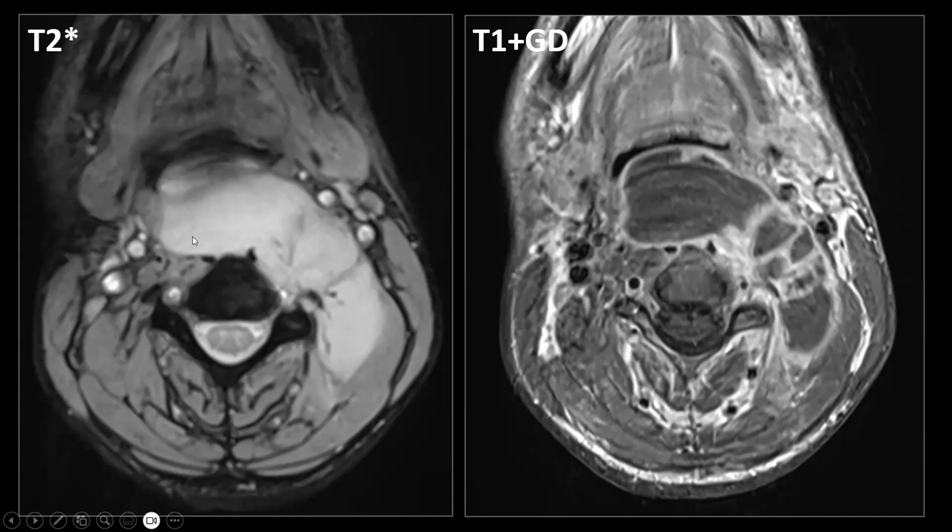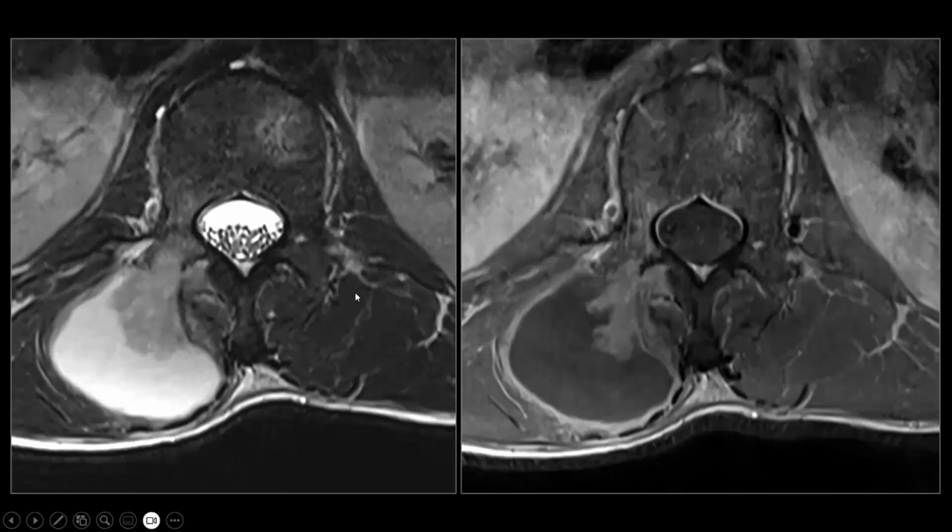Then these are T2 star images of the same patient. We see a very large T2 hyperintense collection in the perivertebral soft tissues also extending. It's difficult to say if this is in the retropharyngeal compartment or still in the prevertebral soft tissues. I'm assuming the former, but we can't really say for sure, I believe, on this image, with inhomogeneous, especially peripheral enhancement on T1-weighted images with gadolinium.